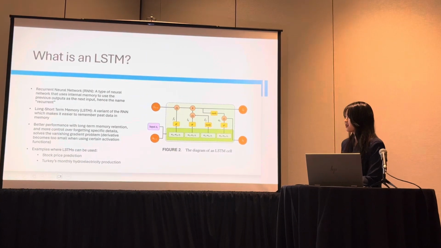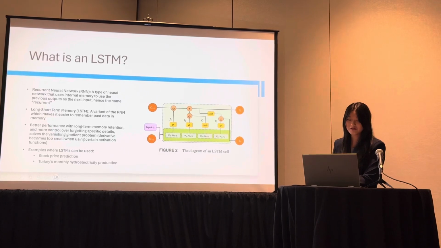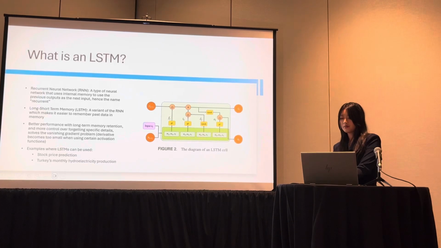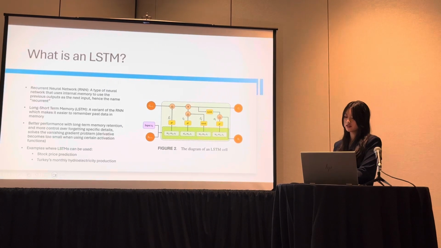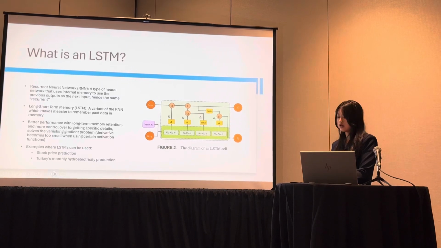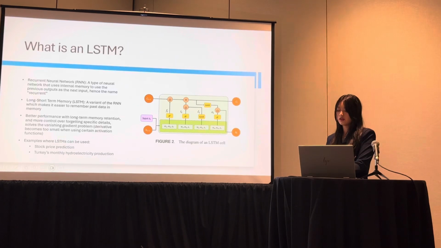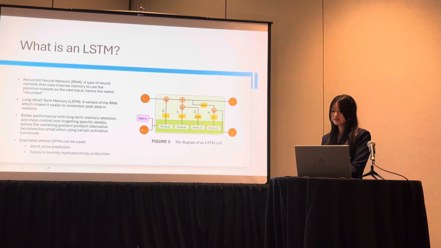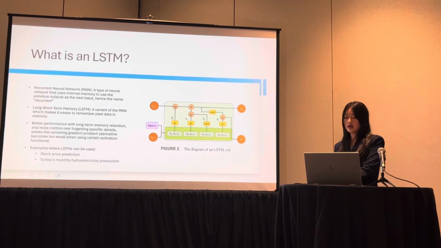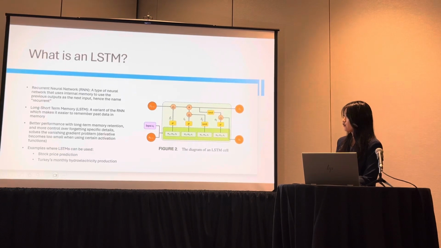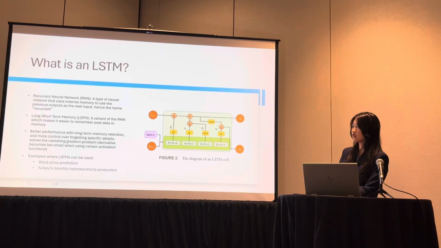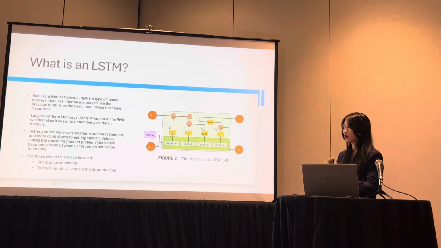And also, you are all very smart, so you probably know what an LSTM is, but if you don't, I'll tell you about it. Neural networks in general are computation models that mimic the complex functions of the human brain. They use neurons and interconnected nodes to mimic the neurons in our brain, and they process and learn from data, and thus enable tasks such as pattern recognition and decision making in machine learning. A type of neural network is the recurrent neural network, and it uses internal memory to use previous outputs as the next input, hence the name recurrent.